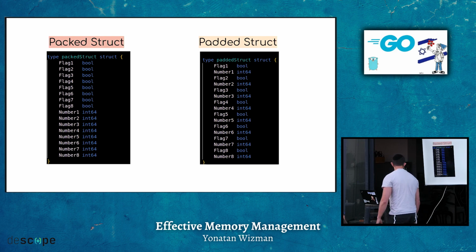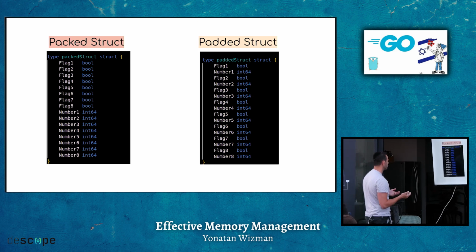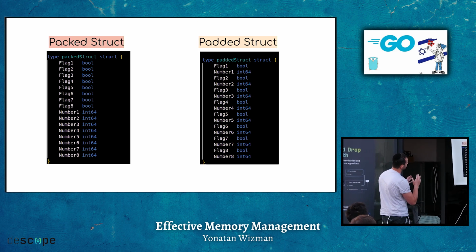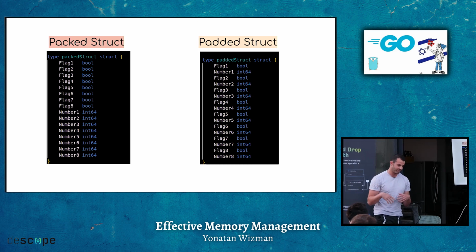So in this example, we see two structures, right? This is a packed struct and this is a padded struct. From now on, when I refer to a packed or padded struct, the packed struct is the optimal way of defining a struct, and a padded struct is the least optimal way.